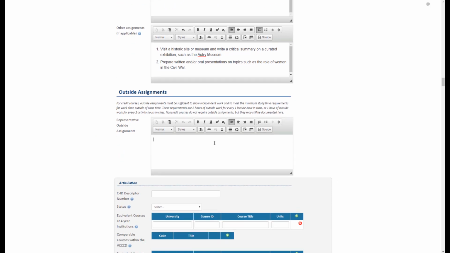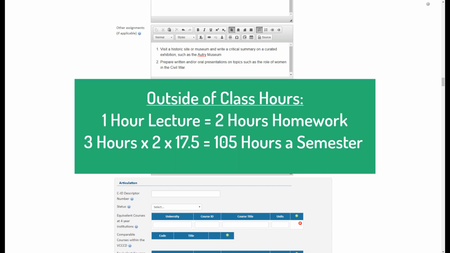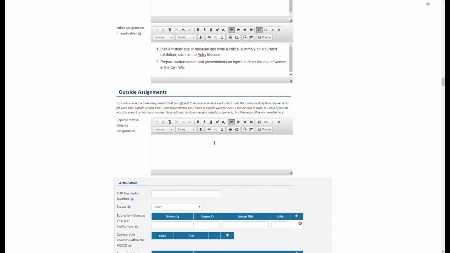Outside assignments refers to work done outside of scheduled class time or at home. These assignments must show independent work at the same level of rigor and must be sufficient to meet the minimum outside of class hours. Lecture classes require 2 hours of outside work for every 1 lecture hour in class. So our 3-unit lecture course requires 105 outside of class hours per semester. Labs do not require outside assignments. This can include supplemental reading beyond assigned text.